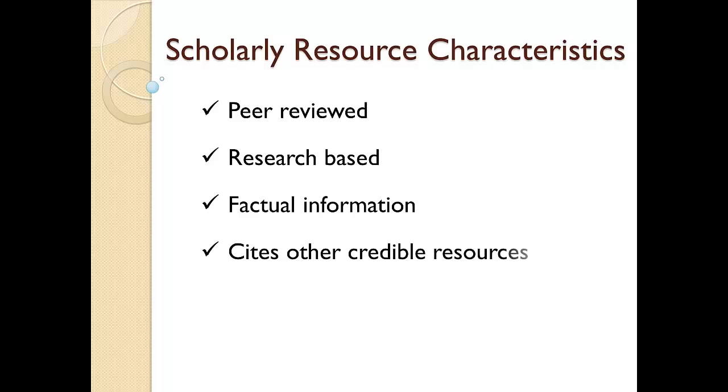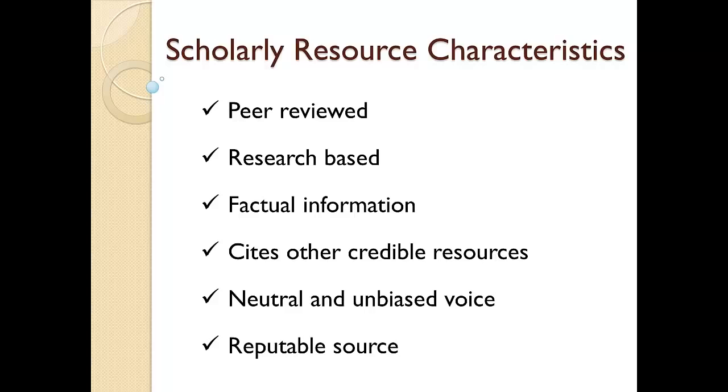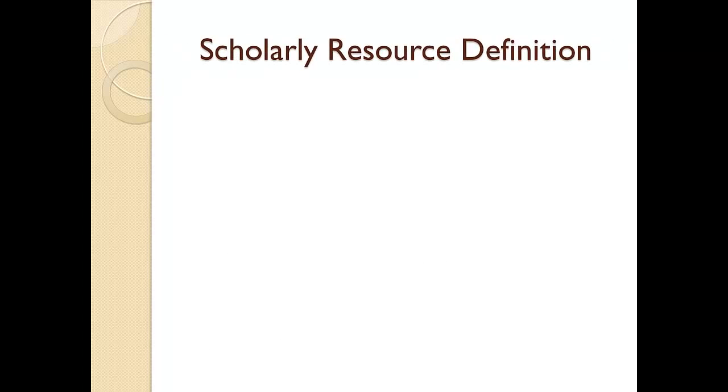Fourth, as a means of demonstrating that factual information was used, a scholarly resource will typically cite other credible resources from which information was taken to support points being made. Fifth, scholarly resources are typically written in a neutral and unbiased voice. If you observe a lot of opinionated language in the resource, then it is most likely not considered scholarly in nature. Finally, the resource is published by a reputable source such as an academic journal, recognized textbook publisher, or a government agency.